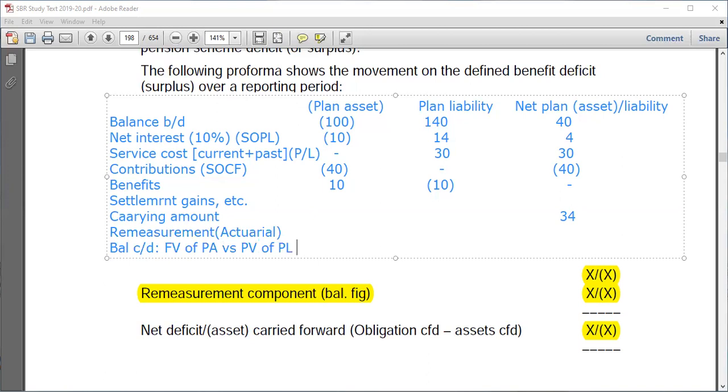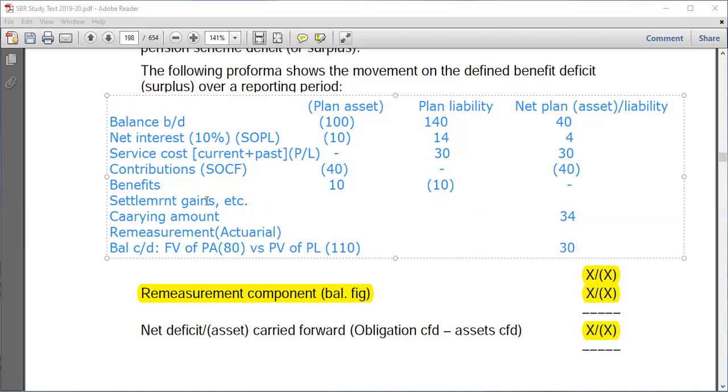Now, suppose, I'm just supposing, that the plan assets are worth 80 million, that's the fair value, but the plan liabilities are worth 110. I'm just presuming. So I would say, oh, the plan liabilities exceed the plan assets by 30, 110 minus 80. And this gives me 30. So I would have my 30 net in plan liability.